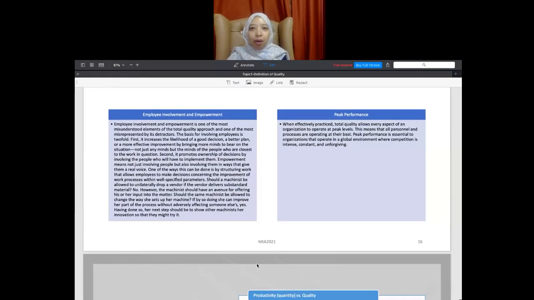And then for the peak performance, when effectively practiced, total quality allows every aspect of an organization to operate at peak levels. This means that all personnel and processes are operating at their best. Peak performance is essential to organizations that operate in a global environment where competition is intense, constant, and unforgiving.